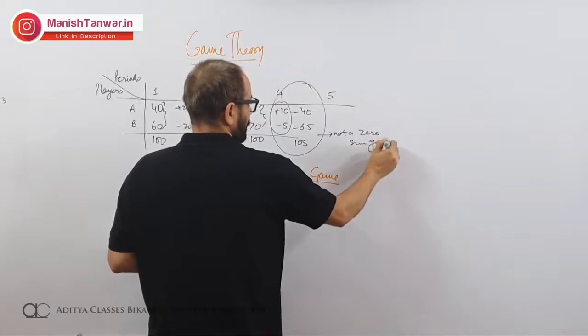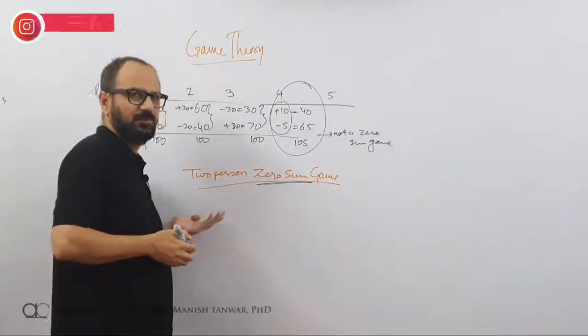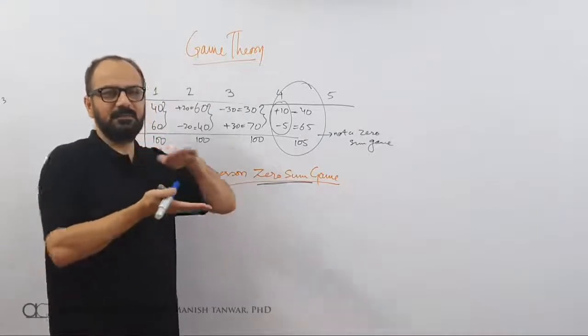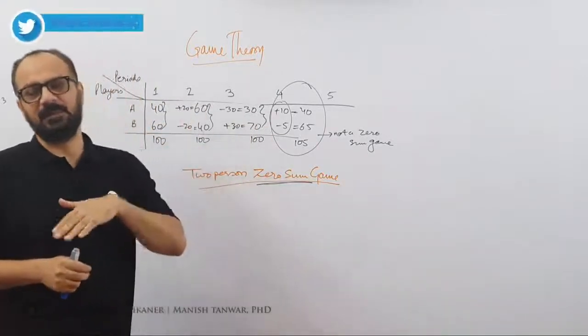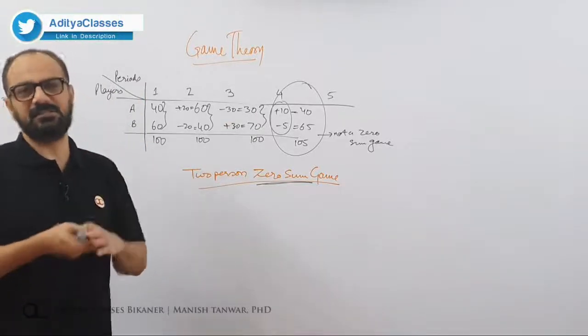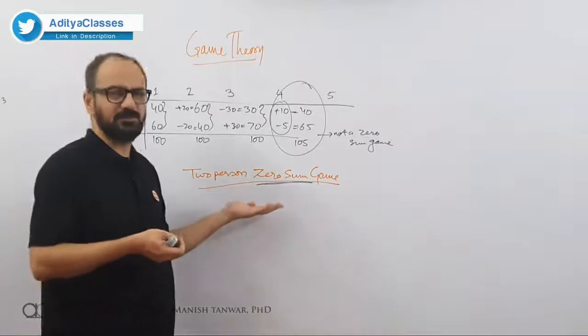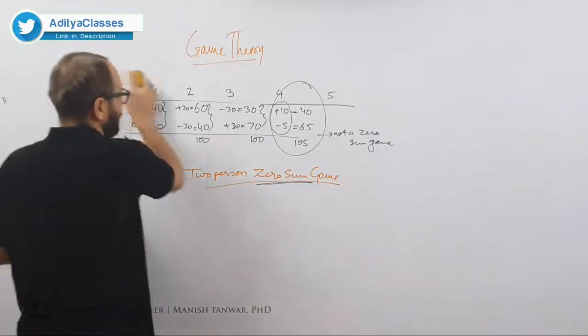So be careful. 2x2 has got nothing to do with zero sum, and zero sum has got nothing to do with 2x2. 2x2 is telling me that only 2 players are participating. Zero sum is telling me that the transactions, the gains, are equal to losses. The sum of transactions is 0. This is a zero sum game. So this was 2x2 zero sum games.